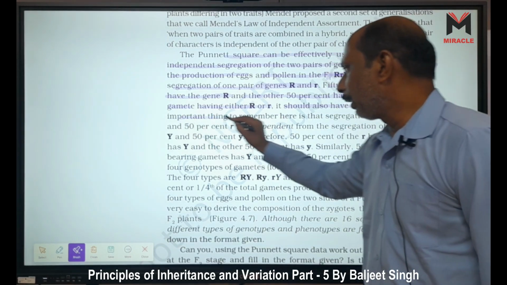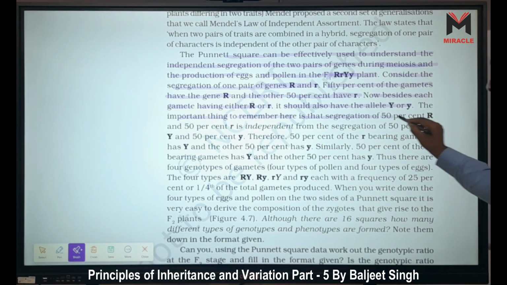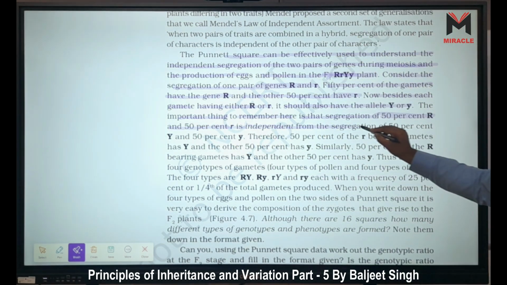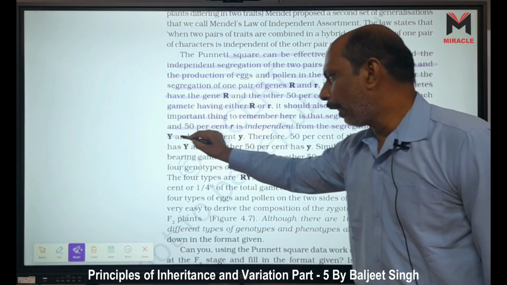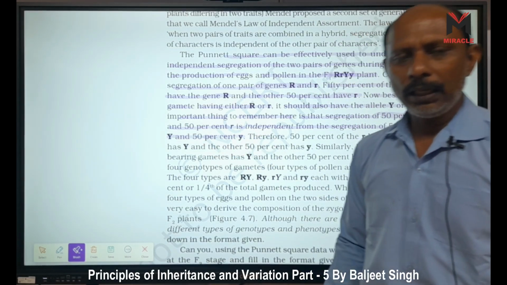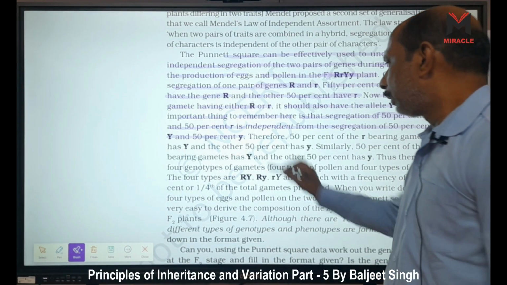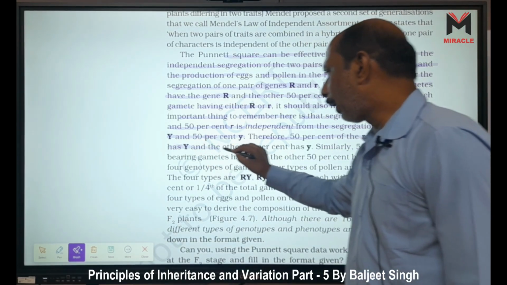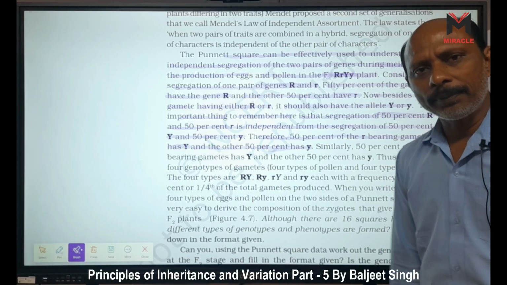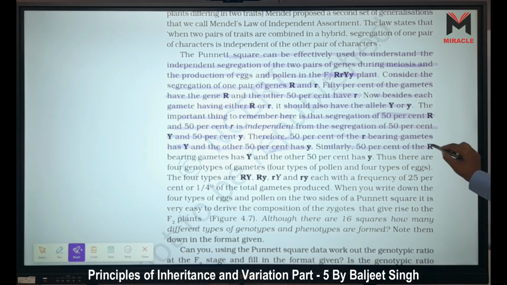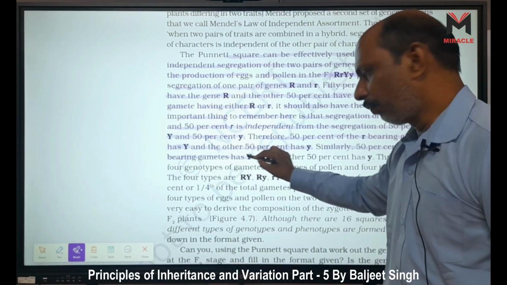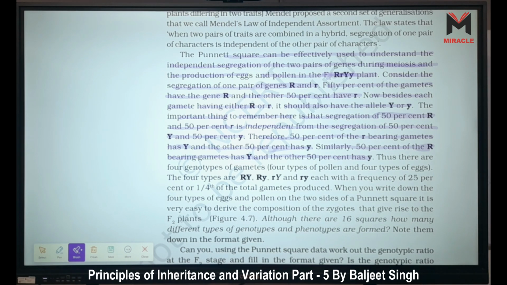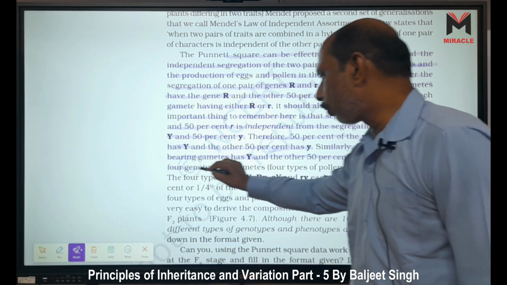The important thing to remember here is that the segregation of 50% R and 50% small r is independent from the segregation of 50% Y and 50% small y. They are independent. They can move anywhere, right? Therefore, 50% of R bearing gametes have Y and the other 50% have small y, right? Similarly, 50% of small r bearing gametes have capital Y and 50% have small y, because they can move independently. Thus, there are 4 genotypes of gametes.